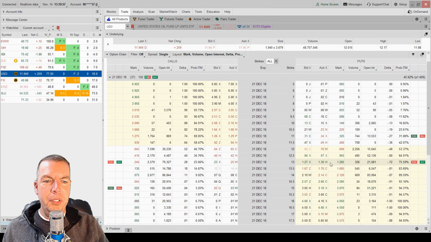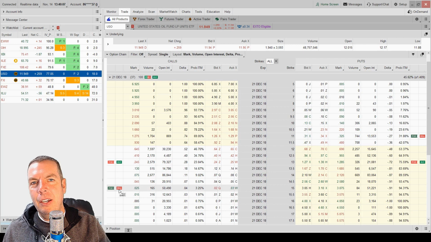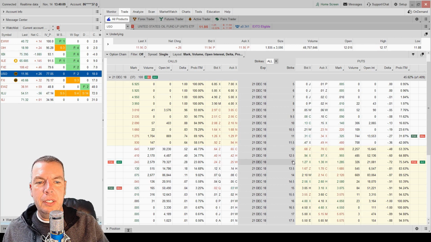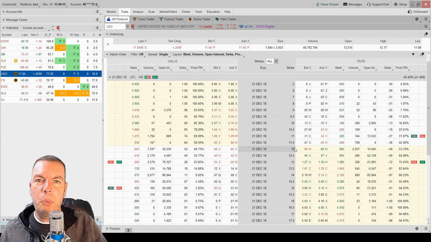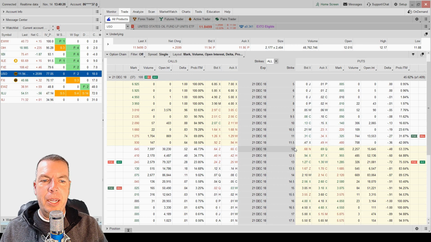Now originally we had sold the 13 strikes. You can see that we have a position here in the 13 strikes, and then we bought the 11 on the put side and the 15 on the call side for protection. Now that the stock has moved down let's say about $1 or so, we're going to look at selling some more premium and capturing some more of that premium, widening out our strike prices as we do so.